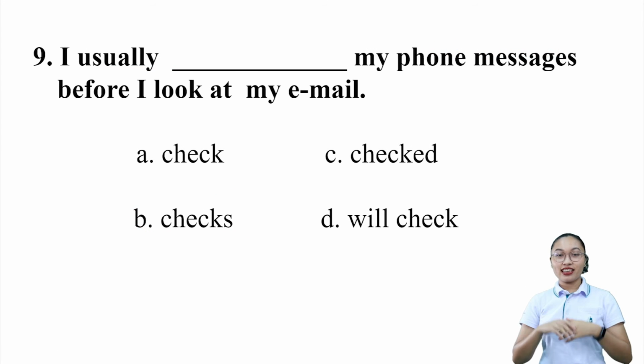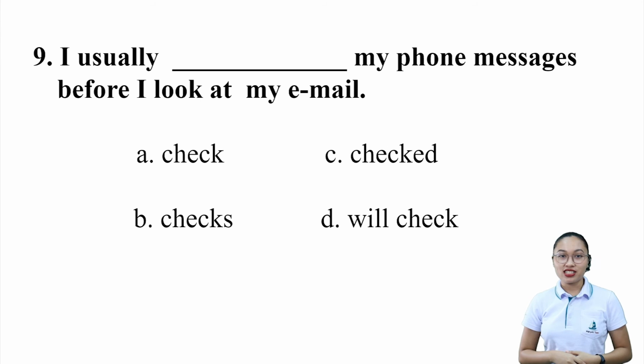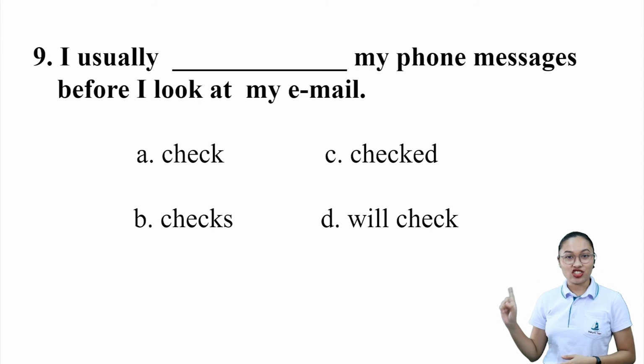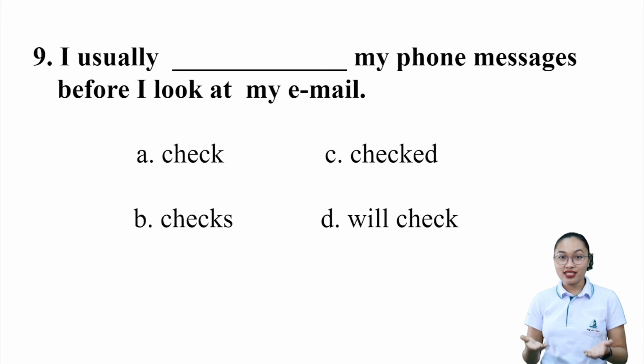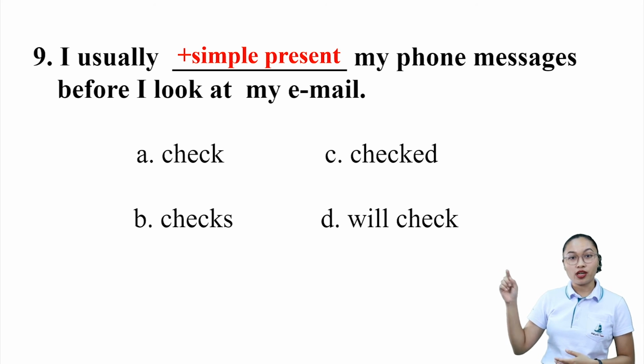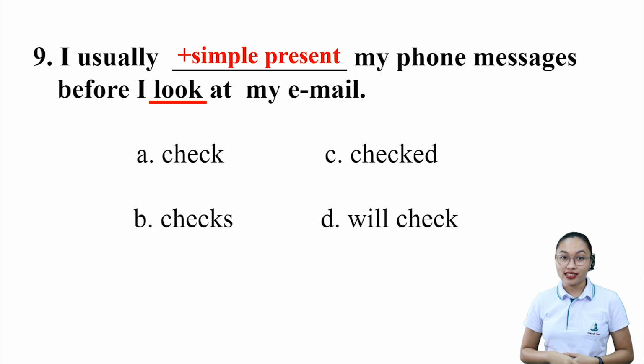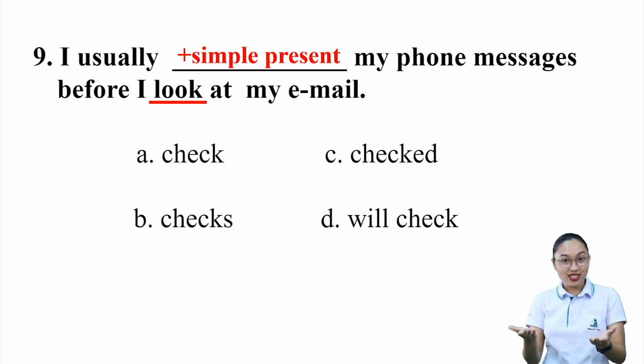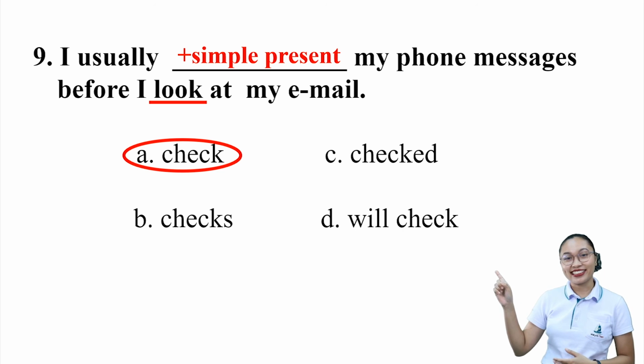Number 9. I usually blank my phone messages before I look at my email. A, check; B, checks; C, checked; or D, will check. In this sentence, what tense is needed? Yes, we need a simple present form of the verb because of the verb look in the time clause. What is the answer for this? Yes, it is letter A, check.